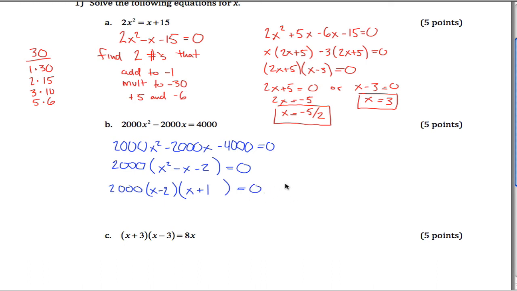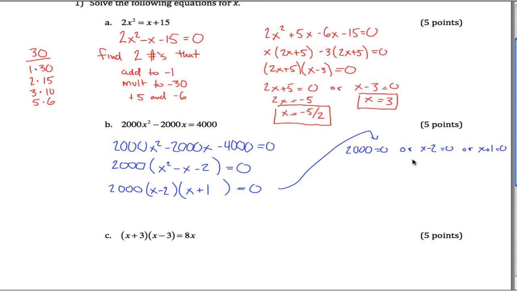And so what that tells us, maybe I can jump up here, is I got three things getting multiplied together equaling 0. So either the first one equals 0, 2,000 equals 0. That's not true. X minus 2, maybe I'll say or, x minus 2 equals 0, or x plus 1 equals 0. Well, 2,000 doesn't equal 0. There's no value of x that will make 2,000 equal to 0. These are different numbers. There's no solutions here.